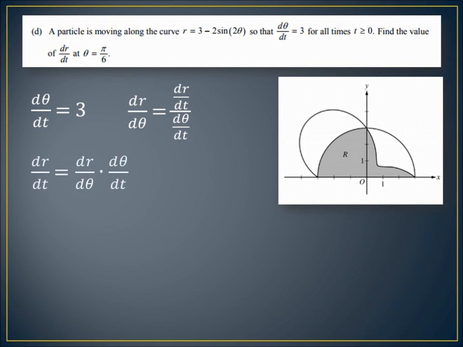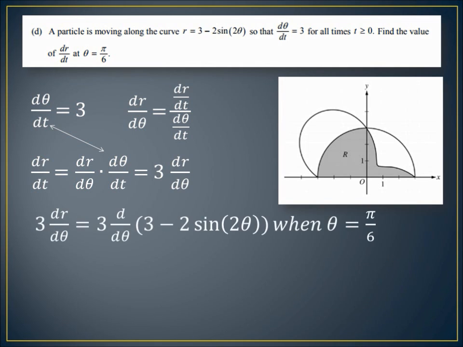Now, so you can see that to find dr/dt, you just multiply each side by d theta/dt. And since we have d theta/dt equals 3, you can plug that into your equation, and you get dr/dt equals 3 times dr/d theta. Now, dr/d theta is just the derivative of our r, so we have 3 times d/d theta of (3 minus 2 sine 2 theta) when theta equals pi over 6. We plug that into our calculator yet again, and get 3 times negative 2, which is negative 6, which is our final answer.